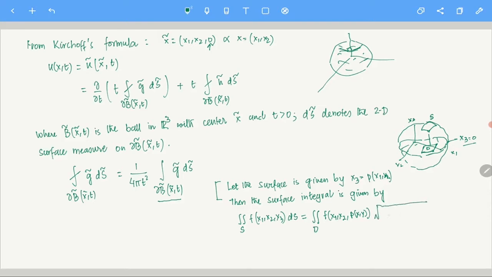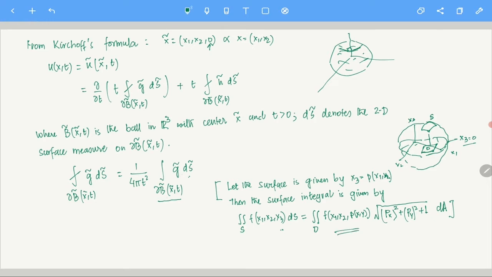the scaling. Yeah, so that is given by p_x squared plus p_y squared plus 1. Okay, and then you have the area element dA, right? So dA is basically dx1 dx2, that sort of thing. Now essentially, this is the integral which I have here. So now I want to change it to the base. Here this is ∂B̃(x̃, t).